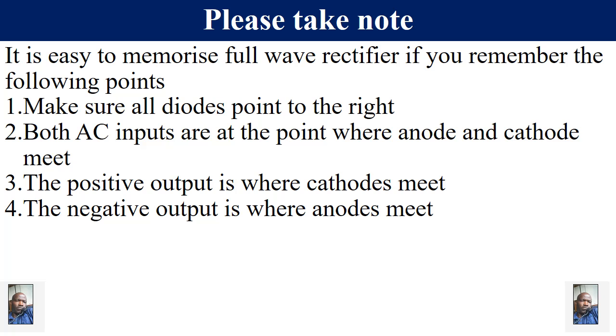Then how do you identify your positive output? Since this is DC voltage, this is where the two cathodes meet, or where the negative terminals of the two diodes meet. And how do you identify the negative output of the full wave bridge rectifier? This is where anodes meet. If you remember, our resistor R is connected between where the two cathodes meet and where the two anodes meet. Take note of that, you'll need it.